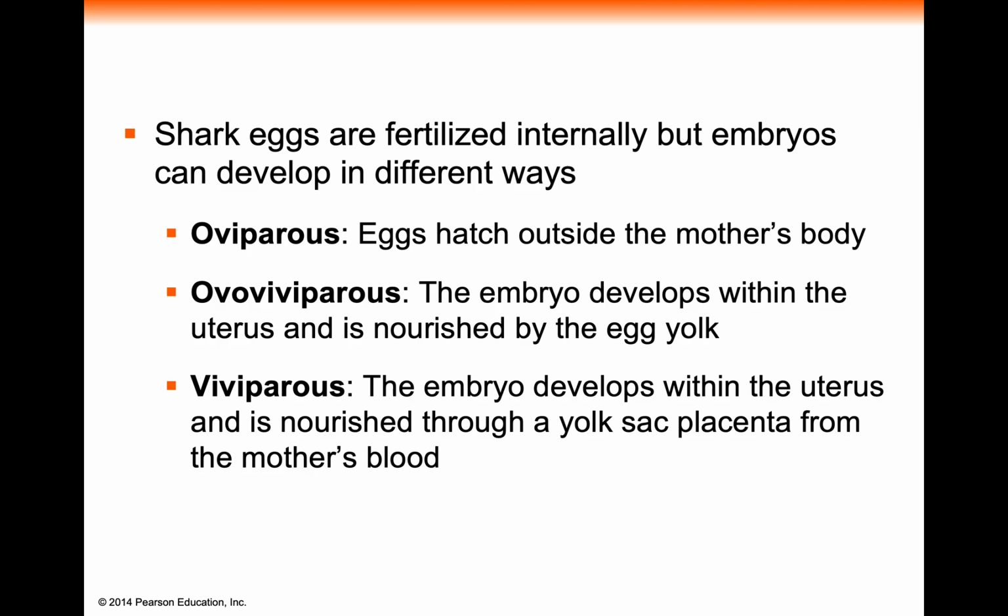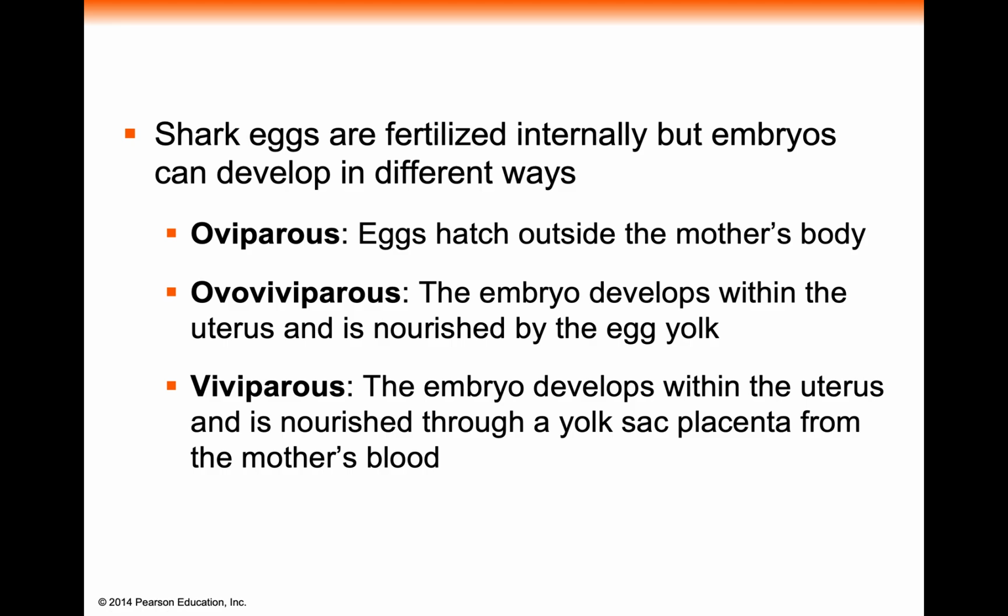Ovoviviparous: the embryo develops within the uterus and is nourished by an egg yolk, but that egg yolk dissolves and gets smaller as the baby shark gets bigger, and then it's given live birth. It's a combination of oviparous, meaning egg, and viviparous, meaning live birth. So here we have egg birth, here we have live birth, and this is egg and live birth. The egg basically decreases in size as it develops.